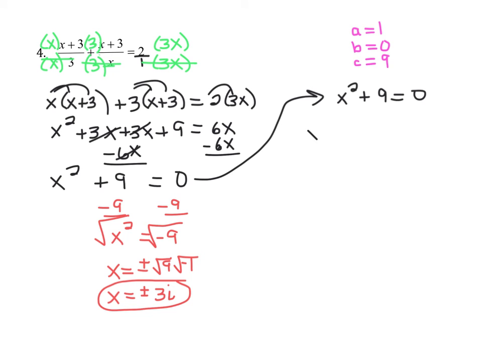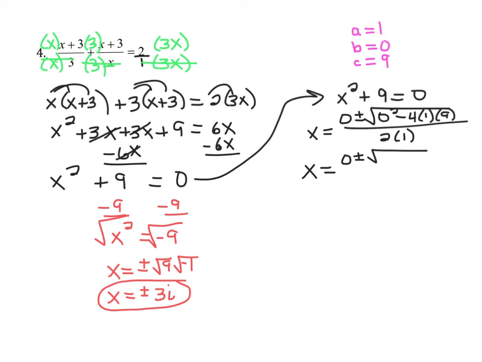So we're going to have x equals negative b, so negative 0, which you don't have to put a negative in front of. 0 is just a 0. Plus and minus the square root of b squared, so 0 squared, minus 4 times a, which is 1, times c, which is 9. And that whole thing is going to be over 2 times a, so 2 times 1. So now we have x equals 0 plus and minus, and we have to figure out what is under the radical. 0 minus 36 would just be negative 36, over 2 times 1, which is 2.